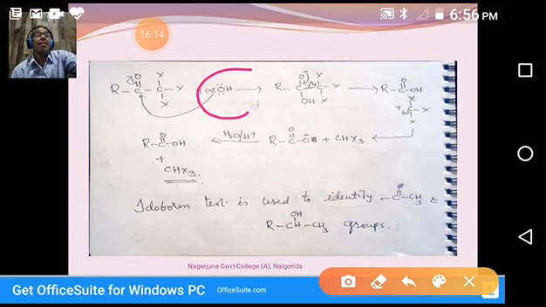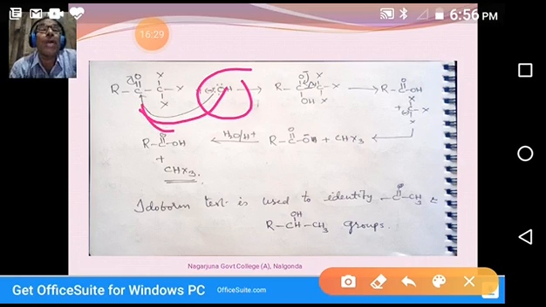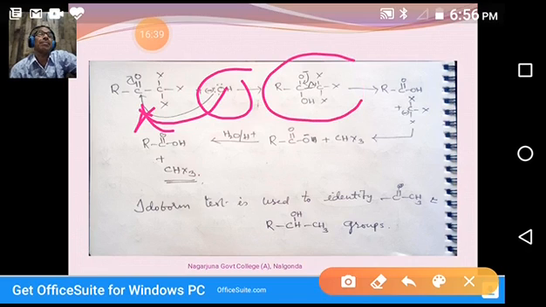Further, hydroxide attacks. Since there are no more alpha hydrogens, this hydroxide ion attacks the carbonyl carbon. Why? Because the carbonyl carbon acts as an electrophilic center. It attacks the carbonyl carbon, forming this type of O minus ion.